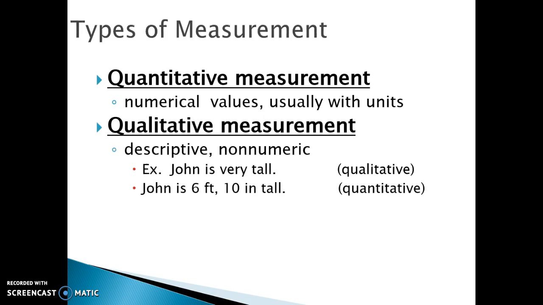Okay, we also have a qualitative measurement. A qualitative measurement is just a description. So for instance, I could take that John is 6 foot 10 inches tall and change it to a qualitative measurement by saying that John is just very tall. There's no number behind that description, so that is what we're going to call a qualitative measurement. Remember, quantitative with an N is a numerical value. Qualitative is just a description.